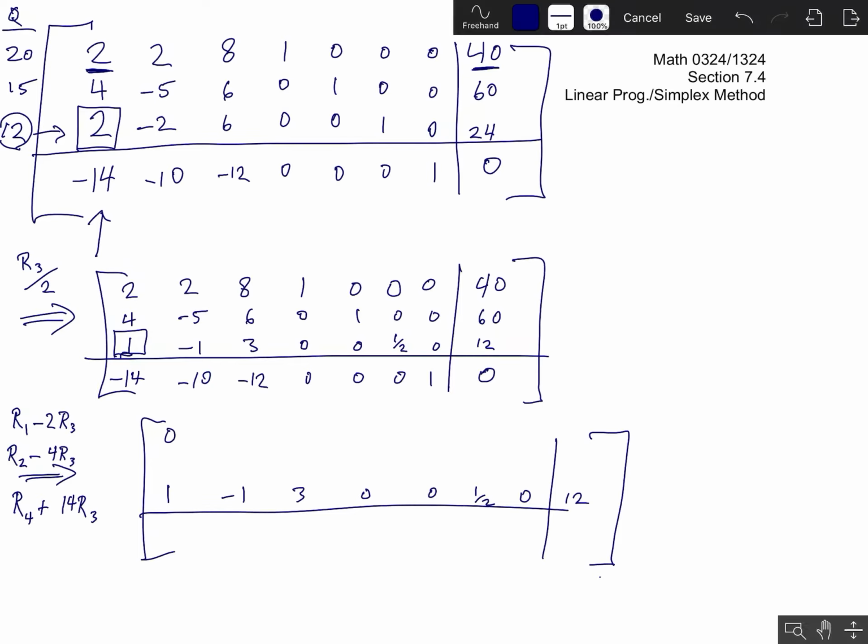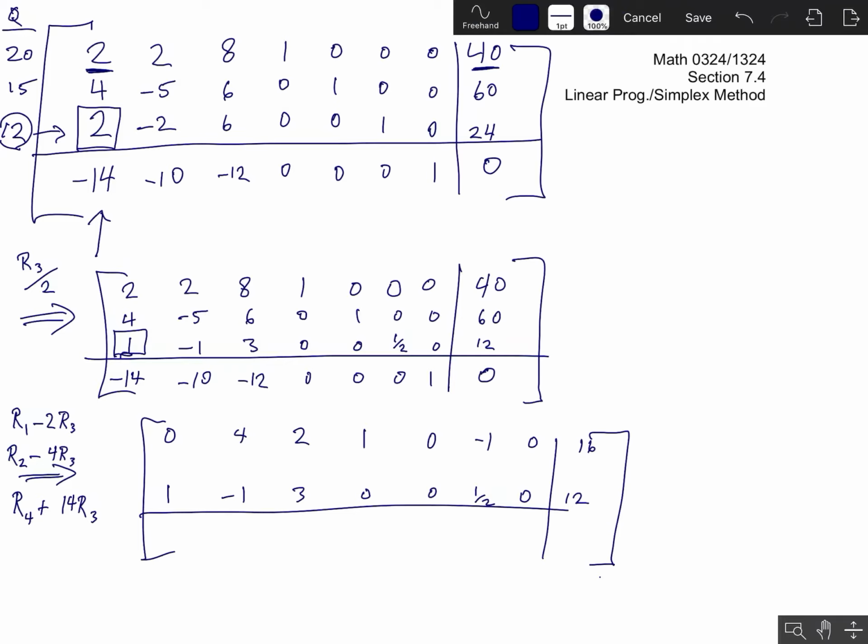So this first entry would be a 0 by design. The next one would be a 2 plus a 2, which is a 4. The next one is an 8 minus 6, which is 2. And then we'll have a 1, and then we'll have a 0. And then this next entry is a little bit tricky. This would be a 0 minus a 1, so that would be a negative 1. And then we'll get a 0. And then a 40 minus a 24 would be a 16. So that's what we should get for the new top row.